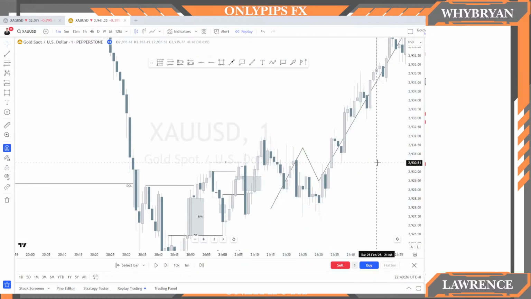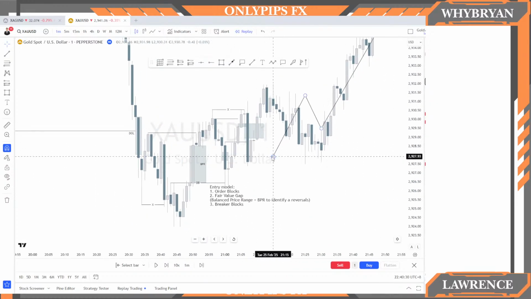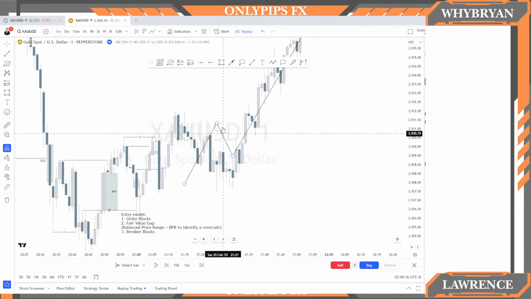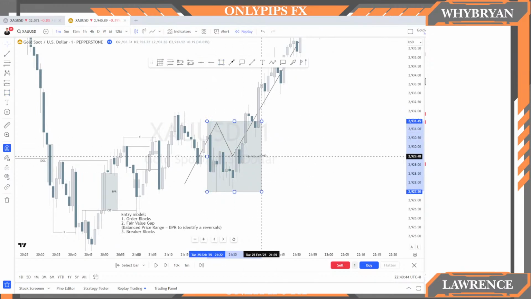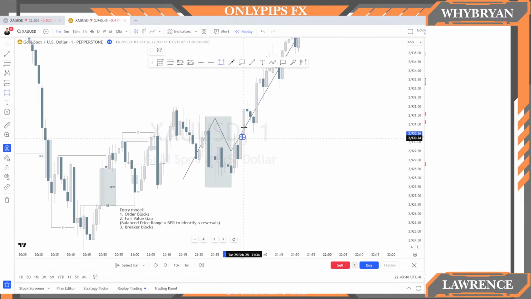Okay, so this is the trade using the BPR, which stands for a reversal. For a continuation trade, you can just take the fair value gap. For example, like this. We have this huge range right here, but we have this fair value gap resting right here.